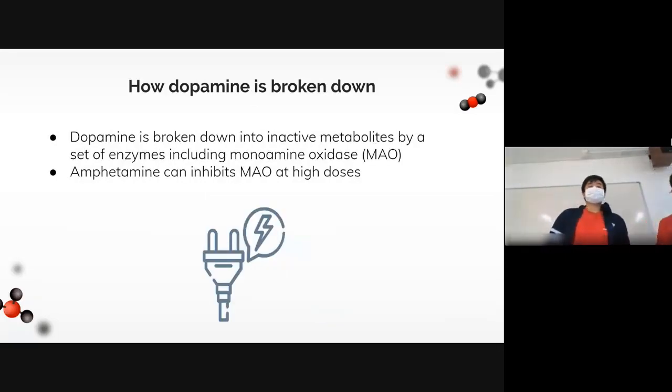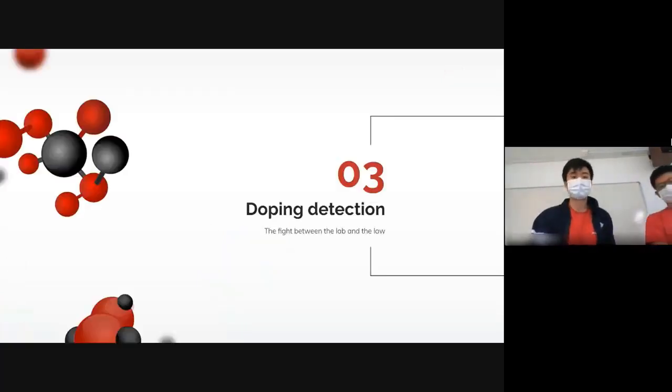And lastly, dopamine itself is broken down by this thing called monoamine oxidase, known as MAO. So amphetamine can inhibit MAO at high doses. So you can tell that amphetamine basically makes your body like a dopamine playground. It increases your dopamine and prevents it from being broken down. So with dopamine rampant all over your body, amphetamine can increase your alertness, your muscle strength, your muscle contraction, and how fast you act. Therefore, it's commonly used as a drug, and its derivatives are also used as a drug to promote better performance.